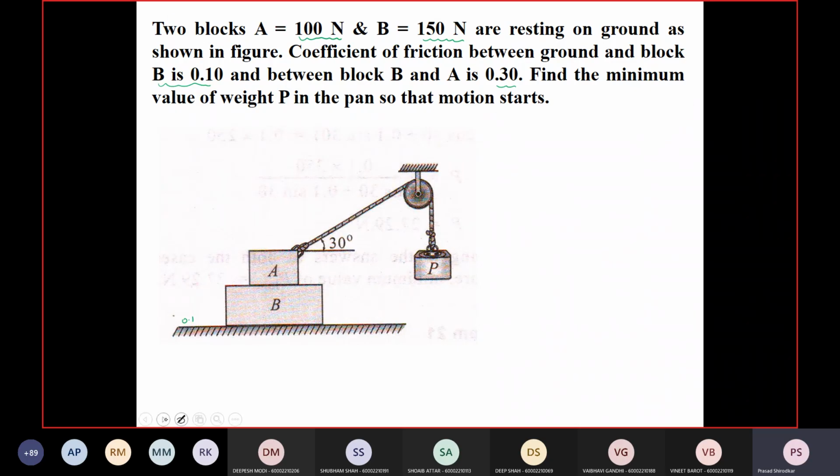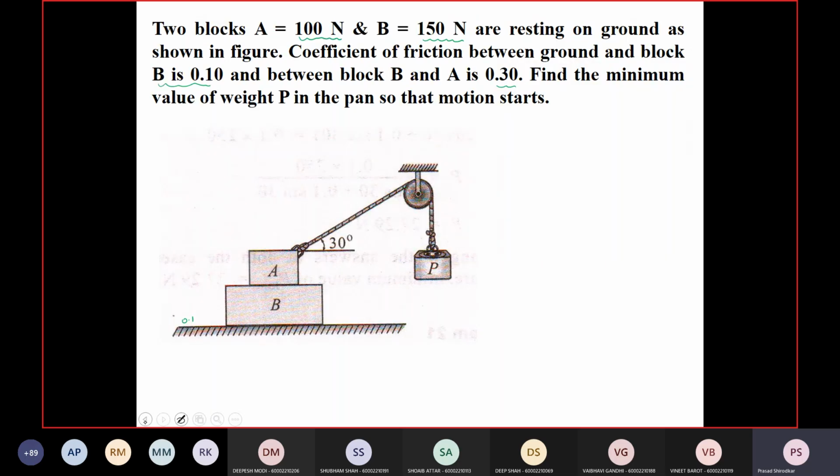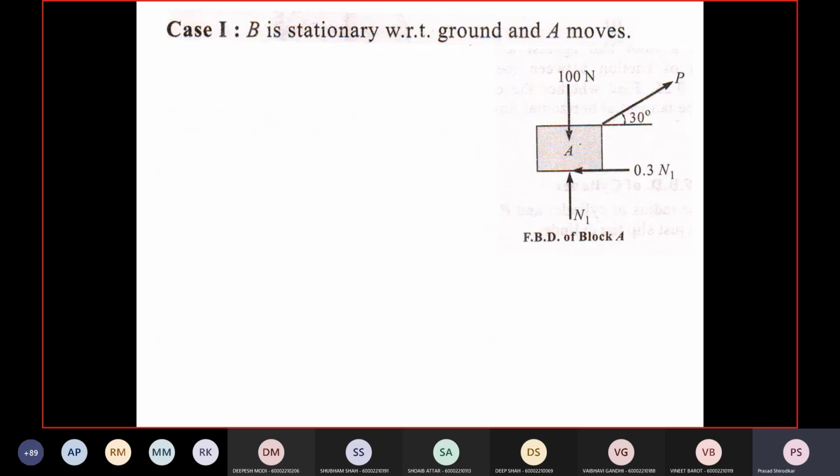So let's start by constructing the free body diagram. Okay, so this reaction will be N1, and this coefficient of friction is 0.3. N1 is the normal reaction and frictional force is 0.3 into N1. So write the equations for this free body of block A.